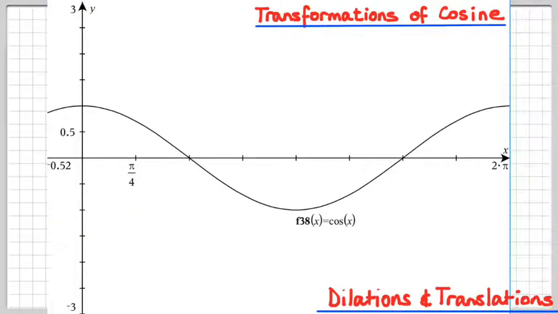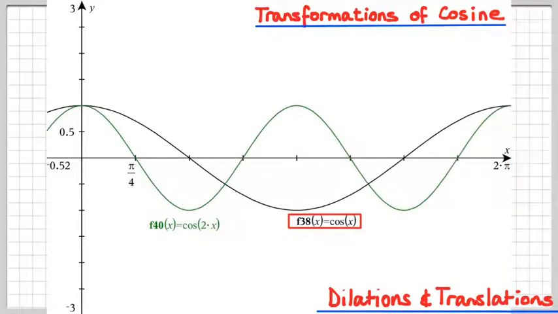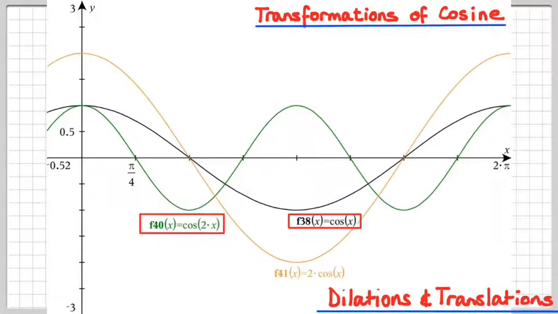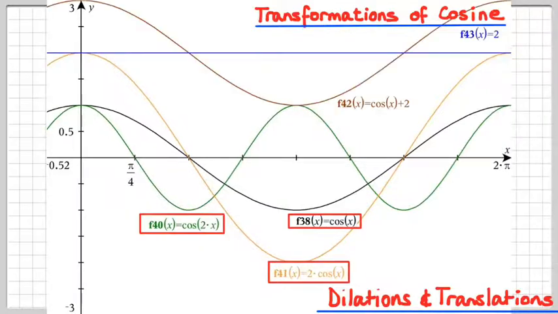Hope so. Now we're going to do the same thing with cosine, dilations and translations. There's the basic cosine graph there. Now, here comes cos of 2x. Same thing as with sine. It's squashed into half its width, right? This one here is the graph of y equals 2 cos x. So that's basically a vertical dilation of a factor of 2 away from the x-axis. And now we'll do a translation.